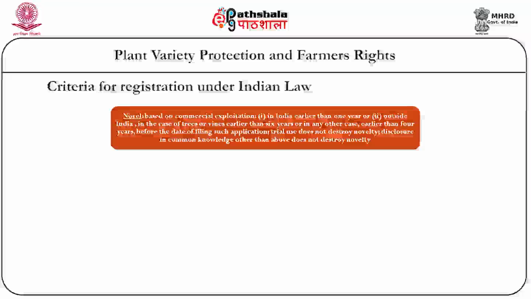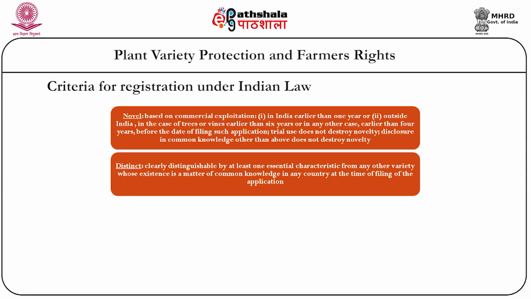Novelty in plant variety protection is based on commercial exploitation: in India, not earlier than 1 year, or outside India, in the case of trees and vines, not earlier than 6 years, and in other cases, not earlier than 4 years before the date of filing of such application. However, trial and use does not destroy the novelty, and disclosure in common knowledge other than the above does not result in destruction of novelty.